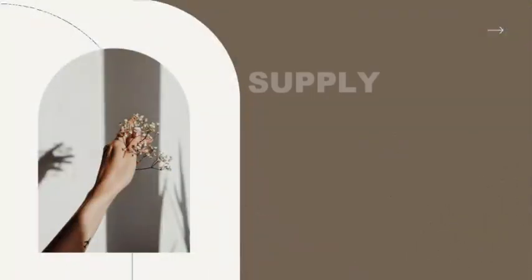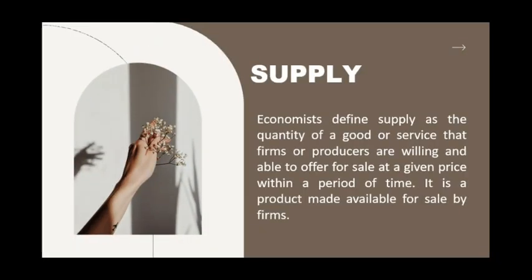Now, let us move on to supply. Economists define supply as the quantity of a good or service that firms or producers are willing and able to offer for sale at a given price within a period of time. It is a product made available for sale by firms. It should be remembered that sellers normally sell more at higher price than at lower price. That is because higher price results in a higher profit.